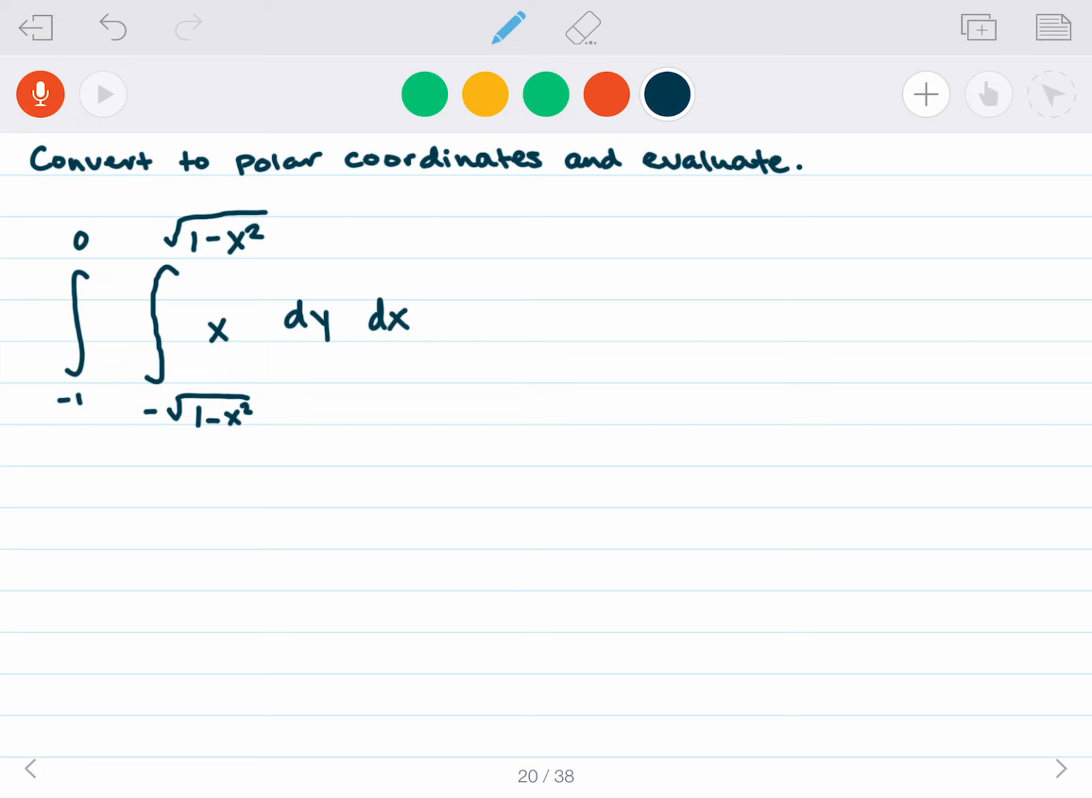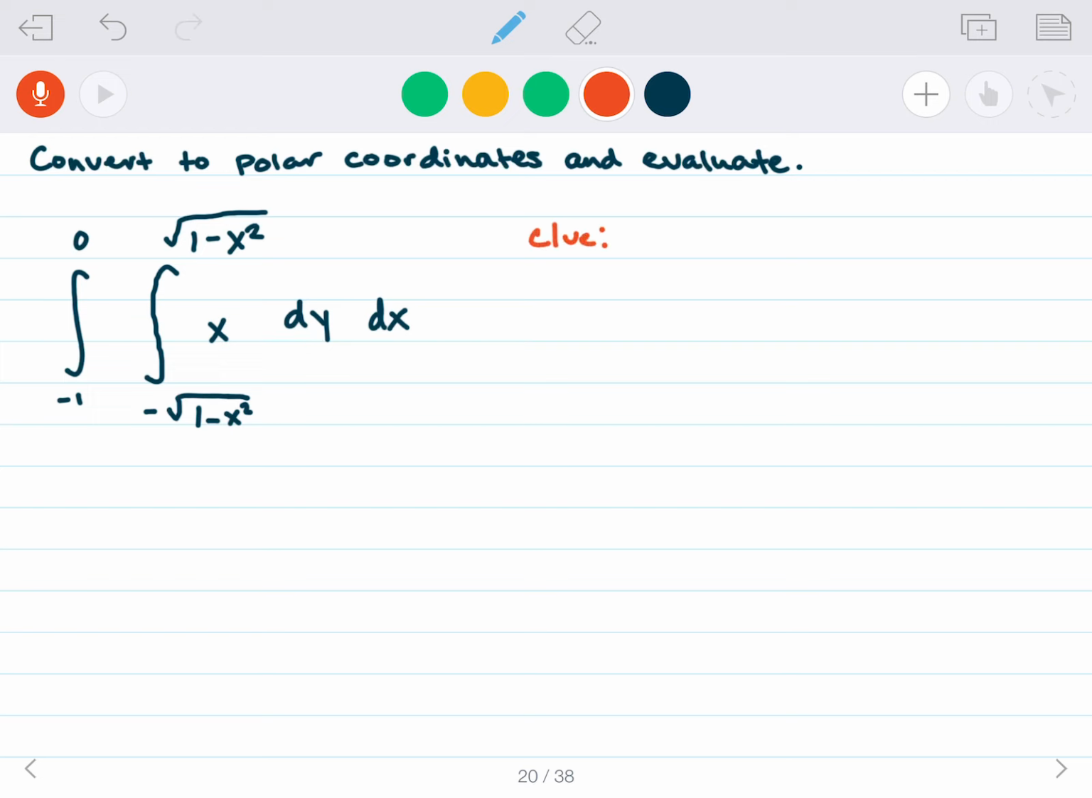Convert to polar coordinates and evaluate. So right now we're in rectangular coordinates. We want to get all of this stuff in terms of r's and thetas. So what we need to do is use our bounds as clues of where r and theta could vary. So the first clue is that y is varying between negative root 1 minus x squared and root 1 minus x squared. So let's write that as our first clue to find r and theta.